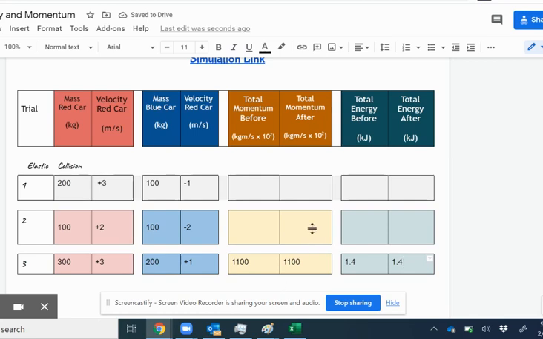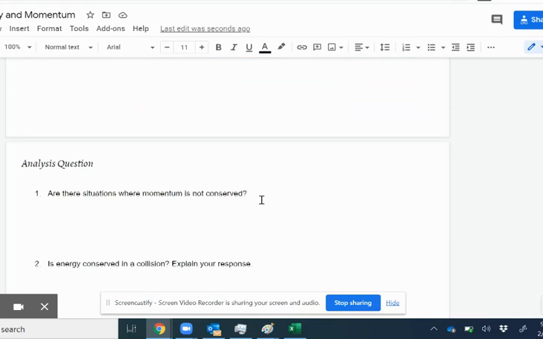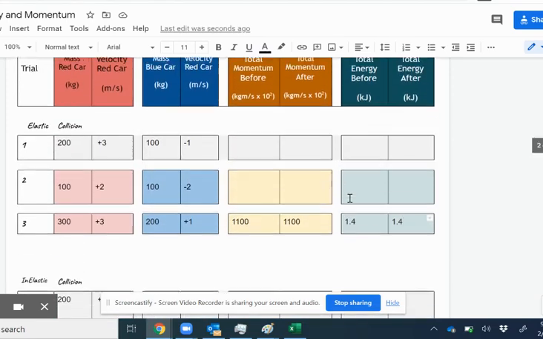All right, and now you've properly done this section. Three is done for you. Do one and two, and then you'll be ready for the analysis. Go for it. You got it.